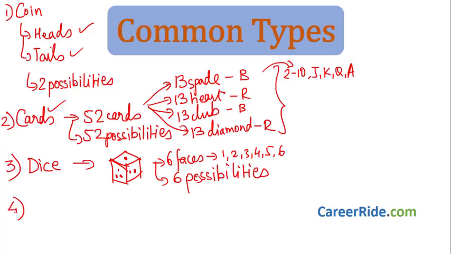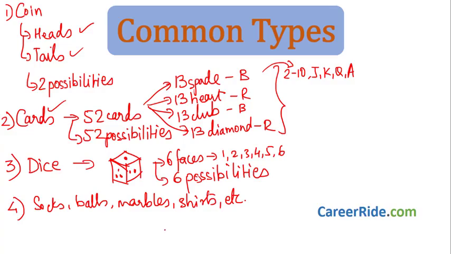Now the fourth type is generally the most asked type, regarding socks, colorful balls or colorful marbles, or shirts. And miscellaneous ones like number of students, how many are selected, what is the probability of it being a girl or a boy, etc. The possibilities here depend upon the total number of balls, socks, marbles, shirts, etc. So this is case by case. We will see how to solve these kinds of sums also.